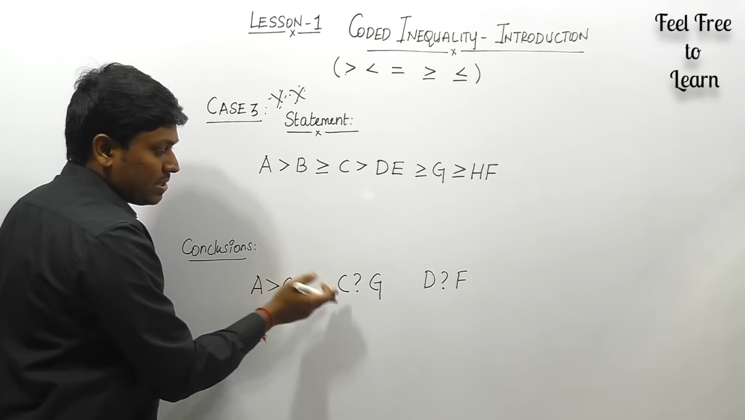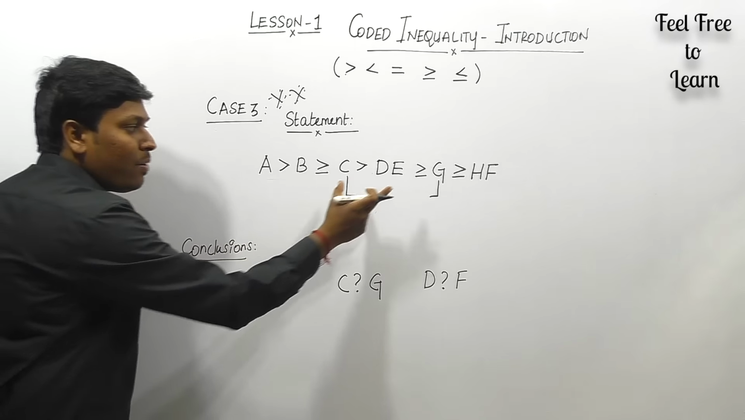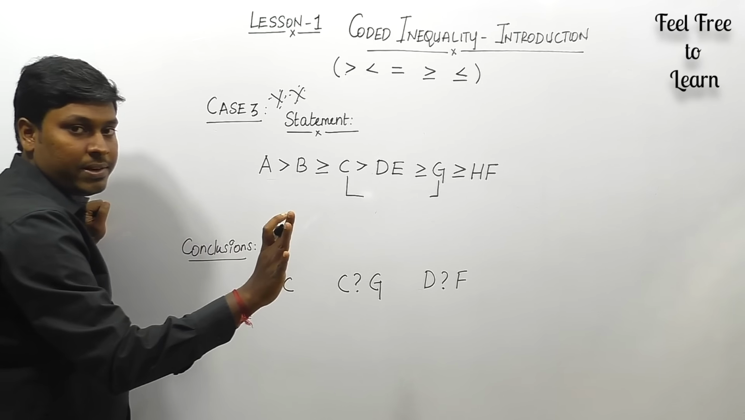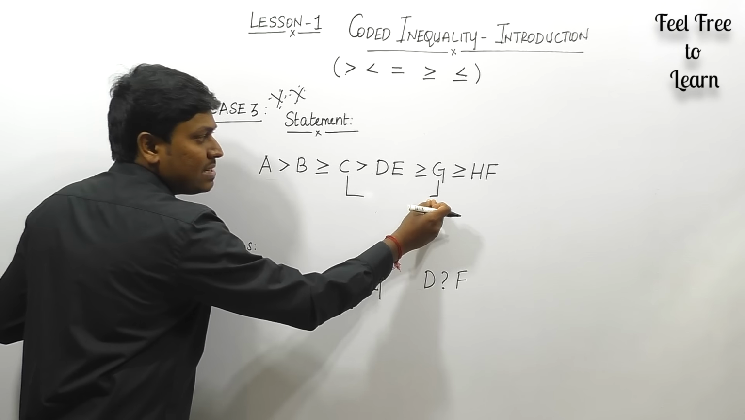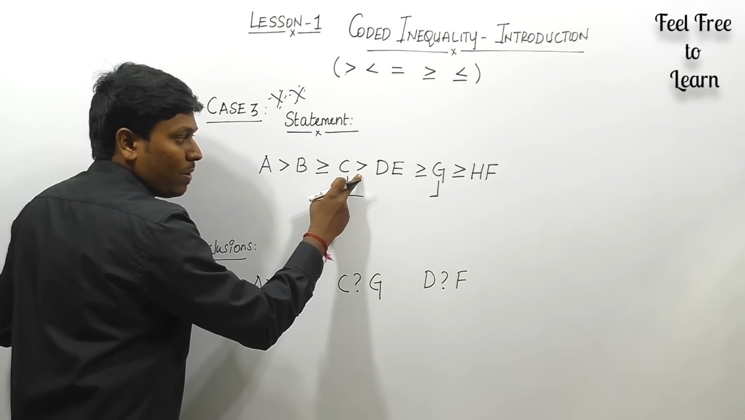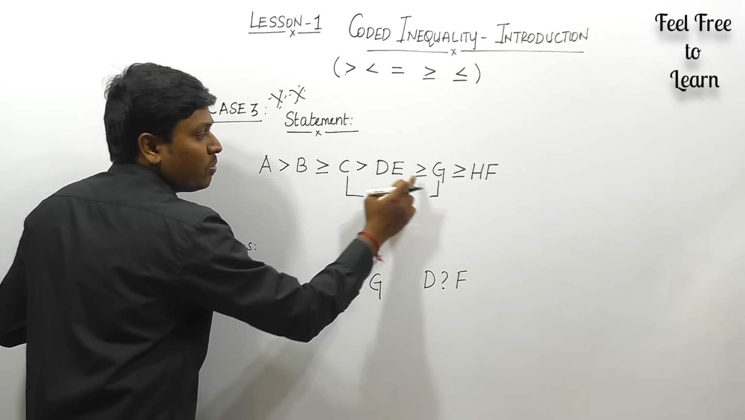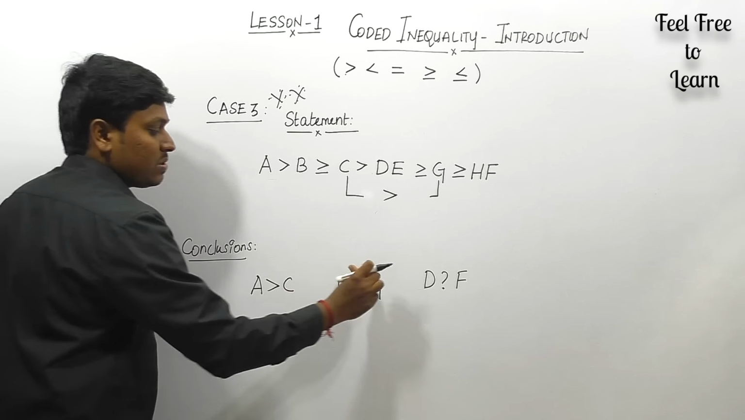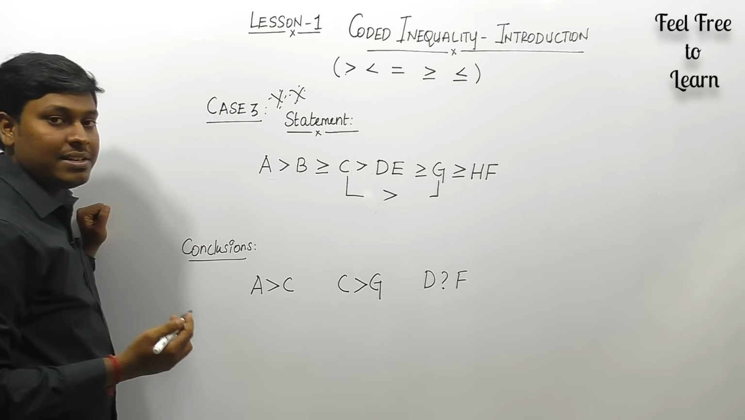So the next conclusion is C and G. Listen carefully friends, while comparing C and G, we have only two symbols. Don't consider the equal to symbol because we have eliminated it. One is greater than and the second is greater than or equal to. The common one out of both the symbols is greater than. So we can say that while comparing C and G, we got an answer that is C greater than G.